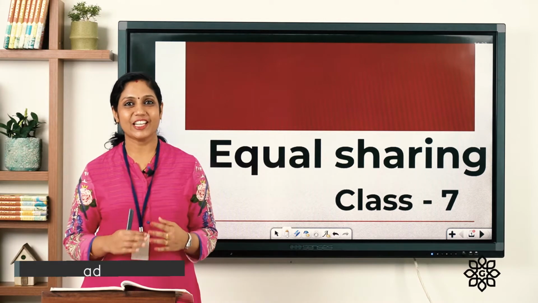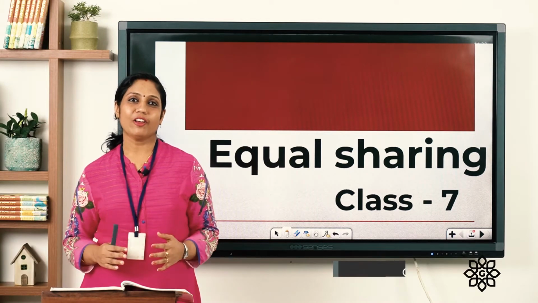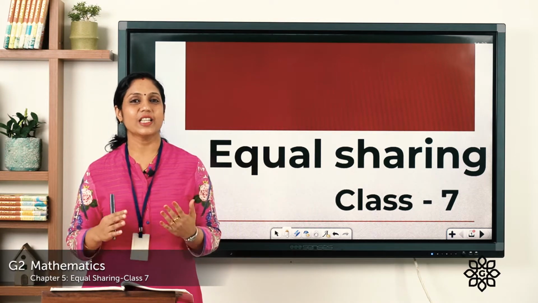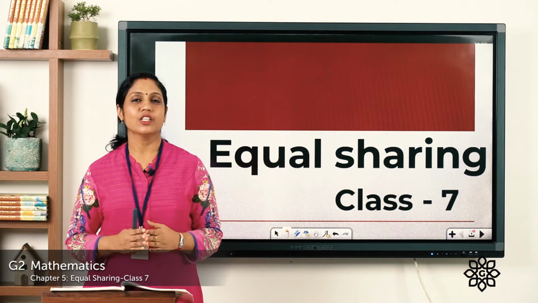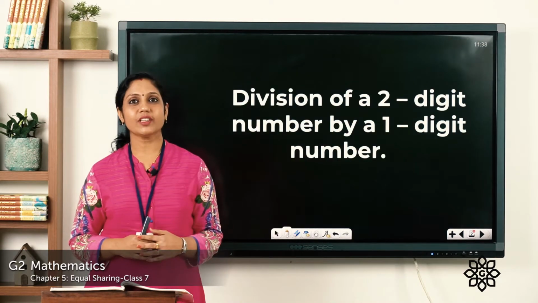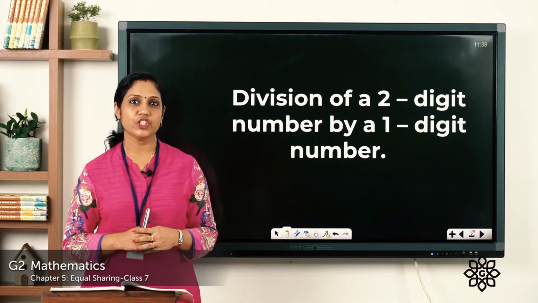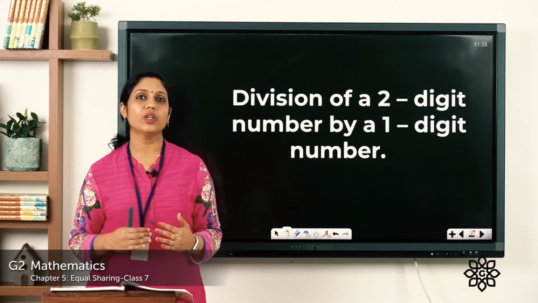Today in Maths, let's continue with our topic equal sharing. I hope you all have completed the exercises that were mentioned in our previous class. So let's move on to today's topic. Today we have division of a two-digit number by a one-digit number. This time we are doing it with regrouping.